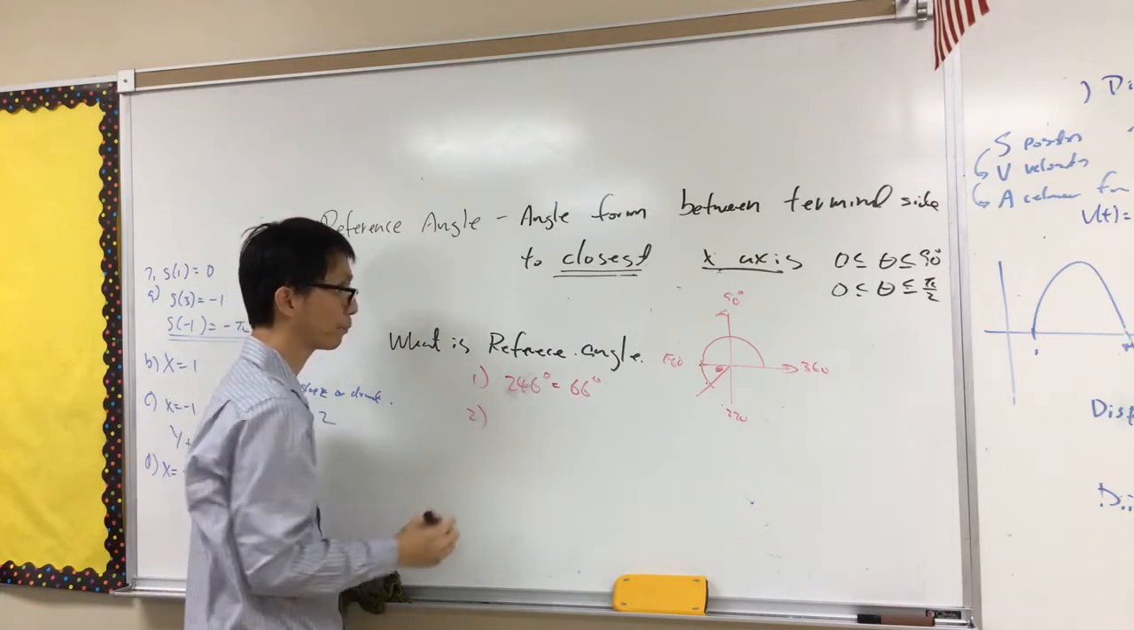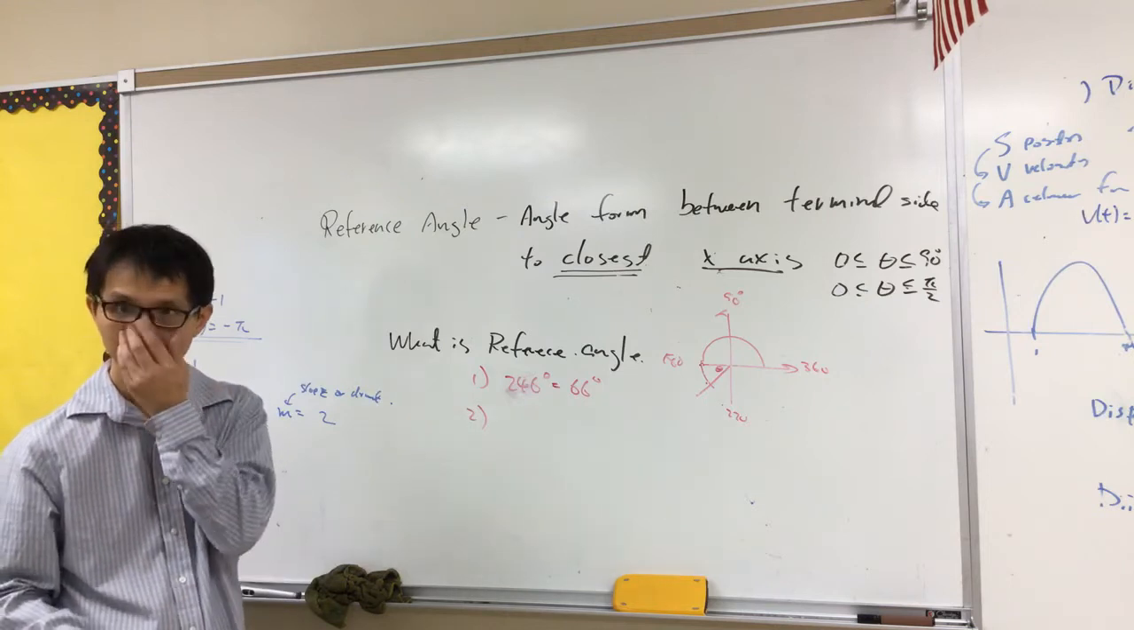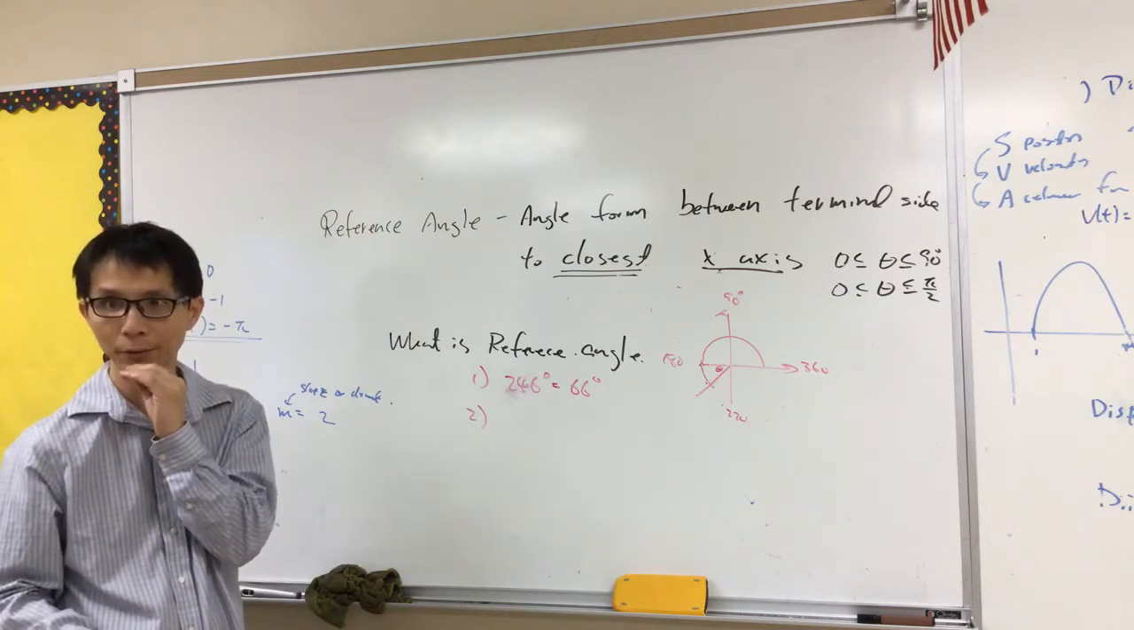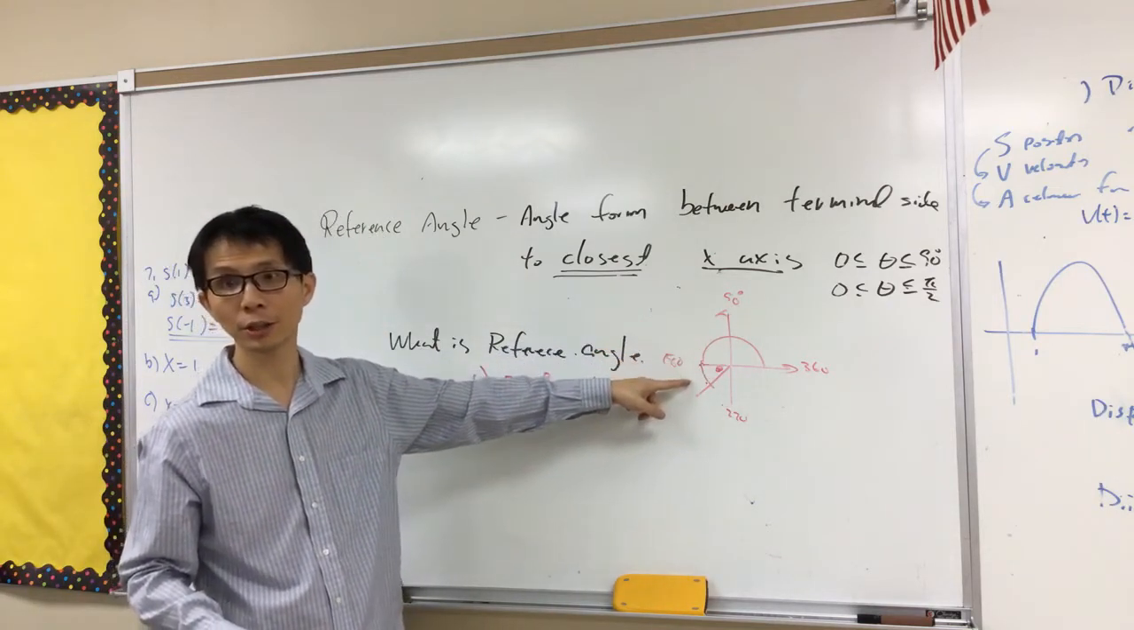Wait, what do you do to find 66? You said that's the reference angle. 360 minus 66? No, not always. There's no formula for it. It's just understanding. It's to the closest x-axis.